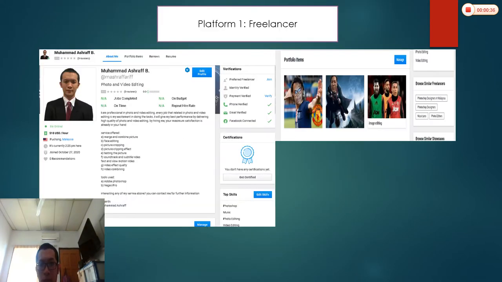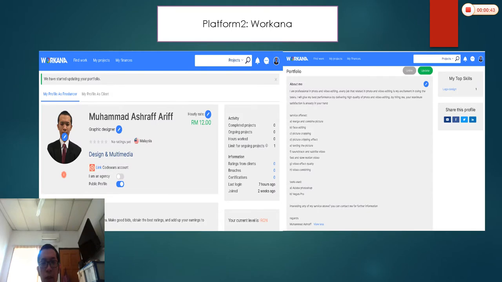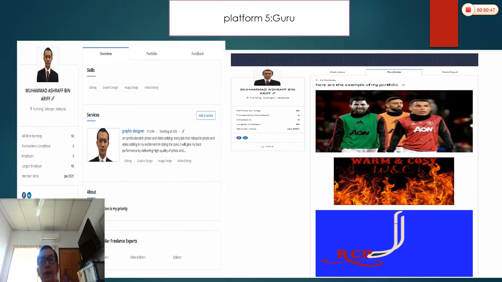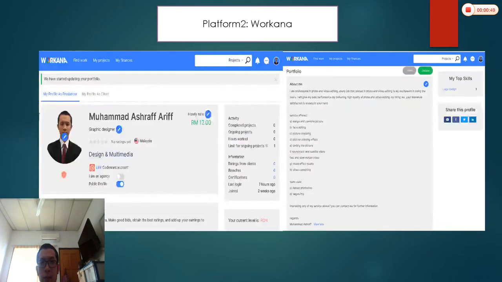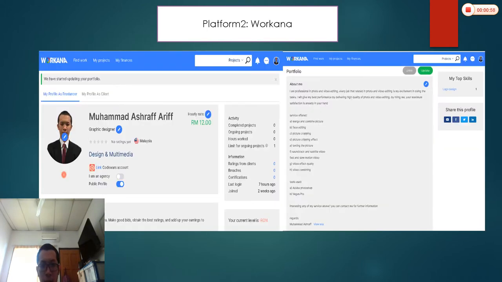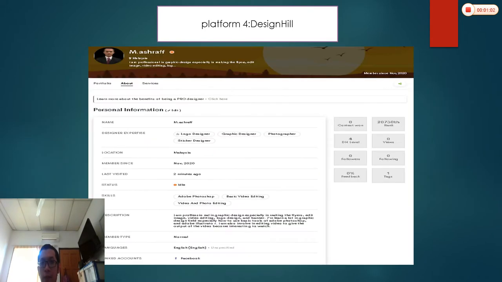For the crowdsourcing platforms, I registered on 5 platforms: first is Freelancer, second is Vokana, third is LinkedIn, fourth is Design Hill, and the fifth is Guru. As you can see, all my platforms have been completed by filling in the portfolio and my profile. Here you can see my portfolio and my profile already completed. So that means it is complete for each platform that I registered.